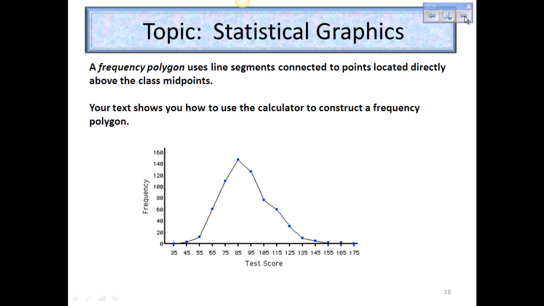There are several different types of statistical graphs that you need to be familiar with. The first one we're going to look at is a frequency polygon. A frequency polygon uses line segments connected to points located directly above the class midpoints. Your text shows you how to use the calculator to construct a frequency polygon.